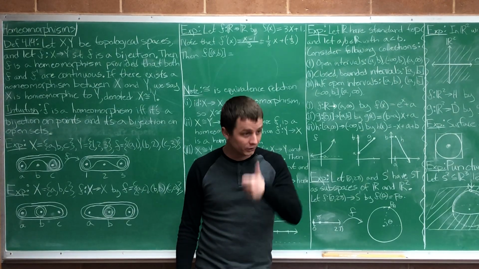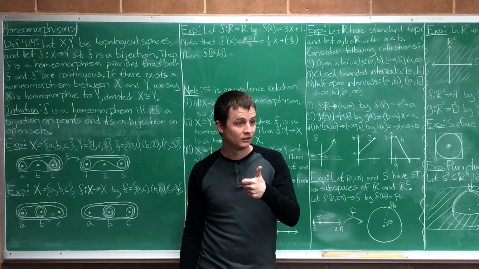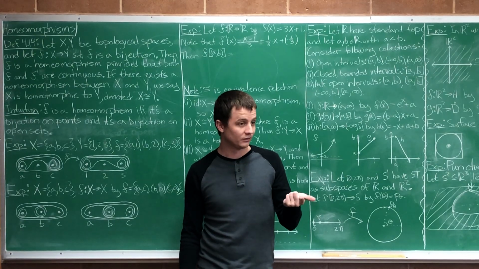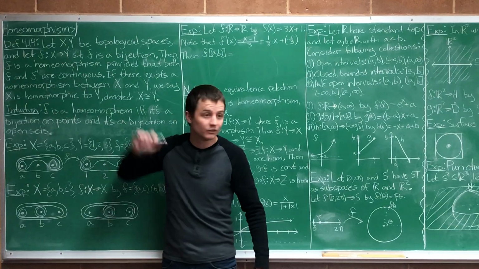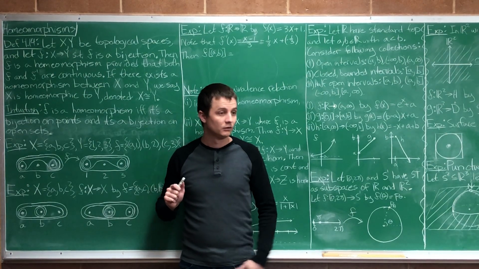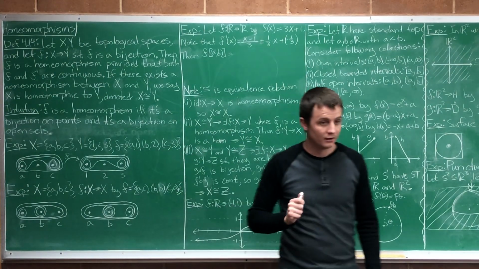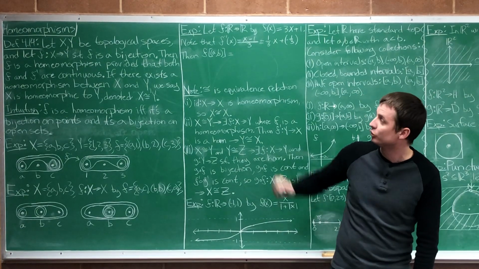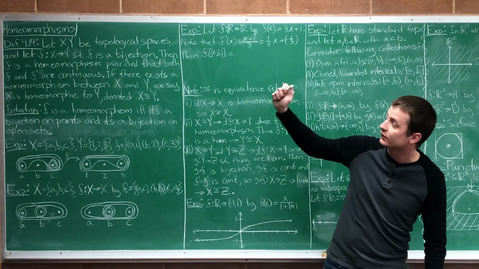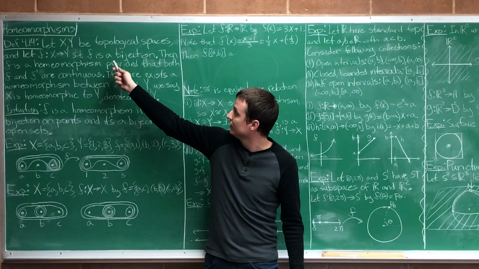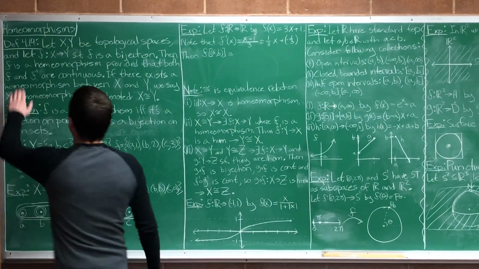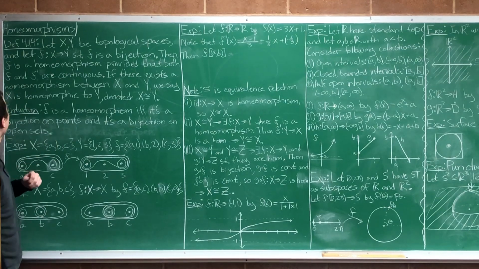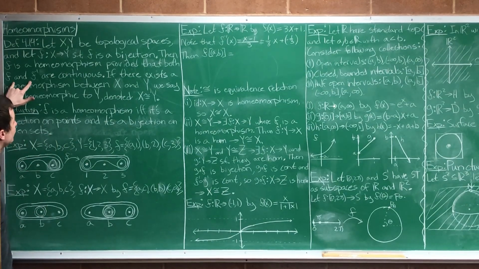Do you remember what one-to-one means? Do you remember what onto means? Onto means it uses up this entire space. Okay, so that's one-to-one and onto. So we have F is a map from X to Y, and it's a bijection. Then F is a homeomorphism provided that both F and its inverse are continuous.